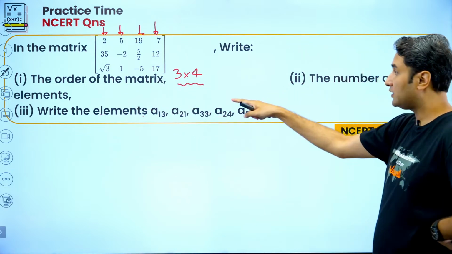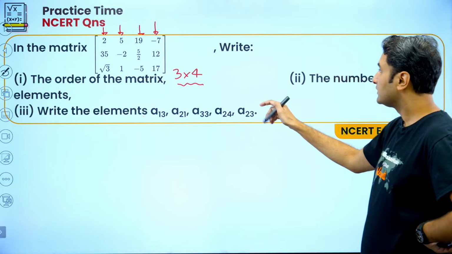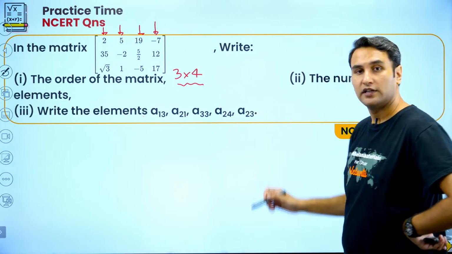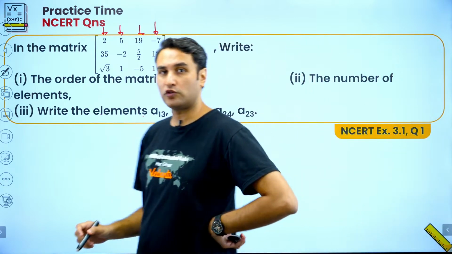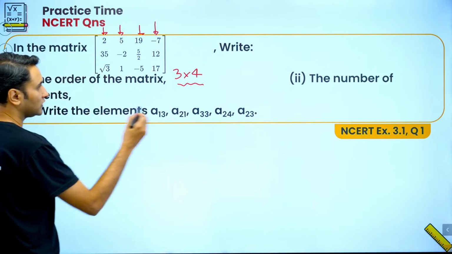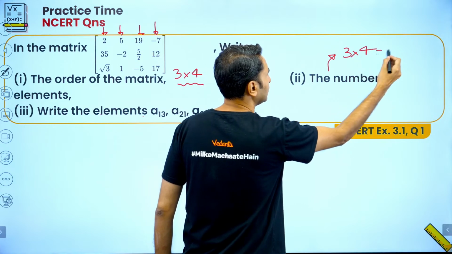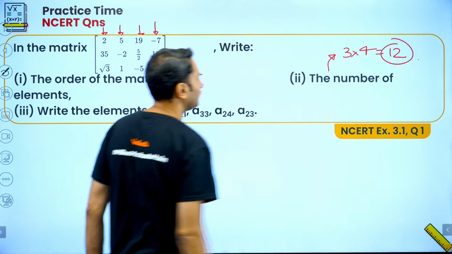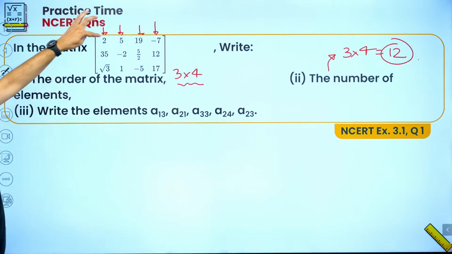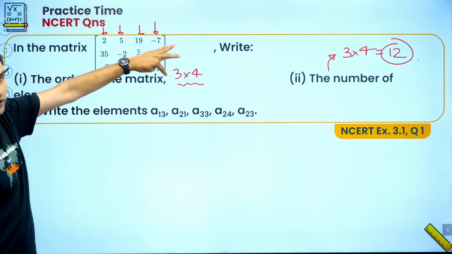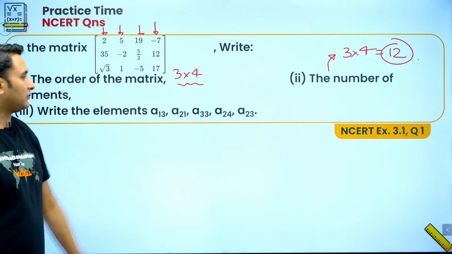Second is the number of elements. Bachcho, what is the number of elements? Number of elements is actually the number of rows multiplied by number of columns. So number of elements will be 3 multiplied by 4, which is equal to 12. So 12 number of elements, as you can see. 3 into 4, 12.